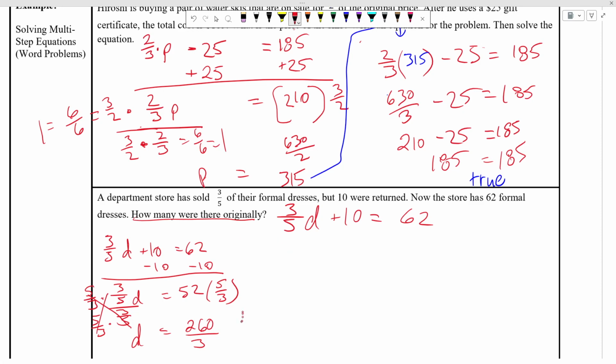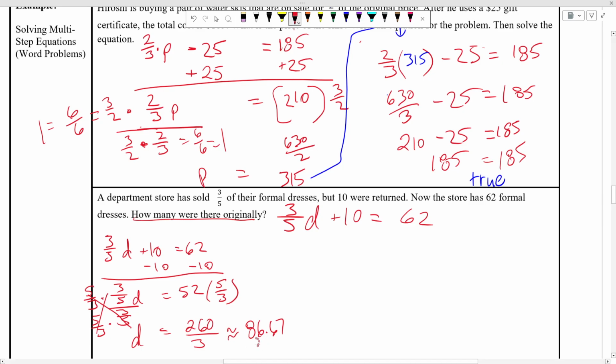In a real world, actually, let me go ahead and tell you what this comes out to be decimal wise, and see how this makes sense here. So this becomes 86.67. So in the context of real life and real world, how many dresses were there originally? There were 86 dresses originally. You can't have 0.67 of a dress, 2/3 of a dress. It's either all or nothing. So we had originally 86.